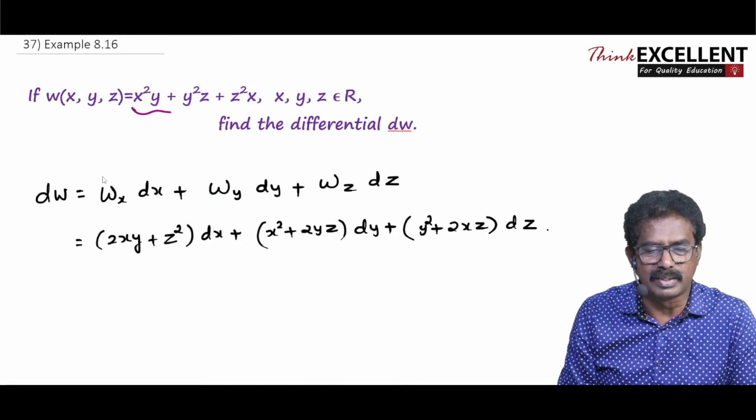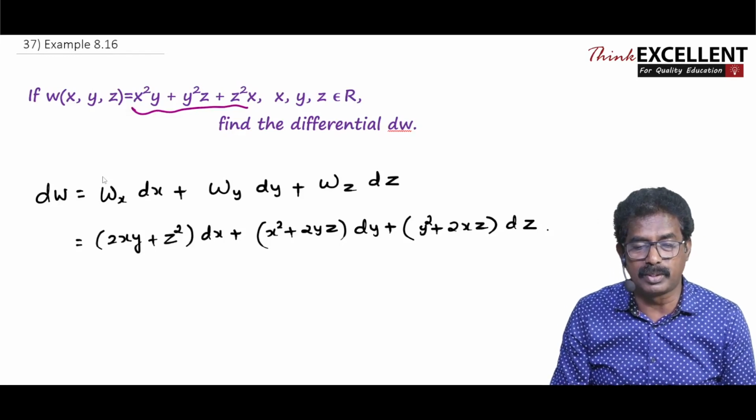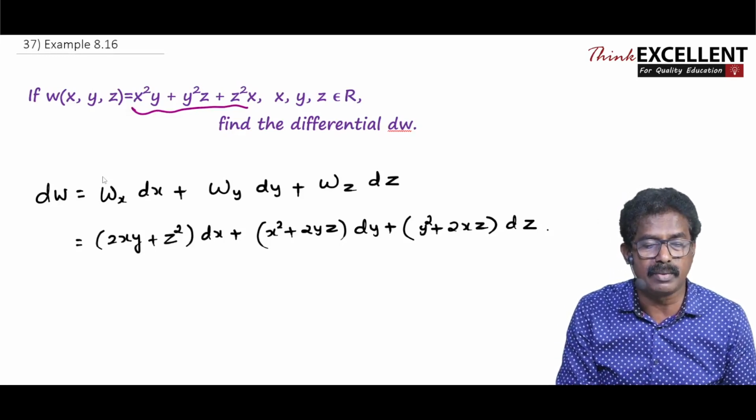W is a function of more than one variable, so I'd use partial derivative only. Find the differential dw. So partial derivative, I think all of you know that. By this time you would have studied everything.